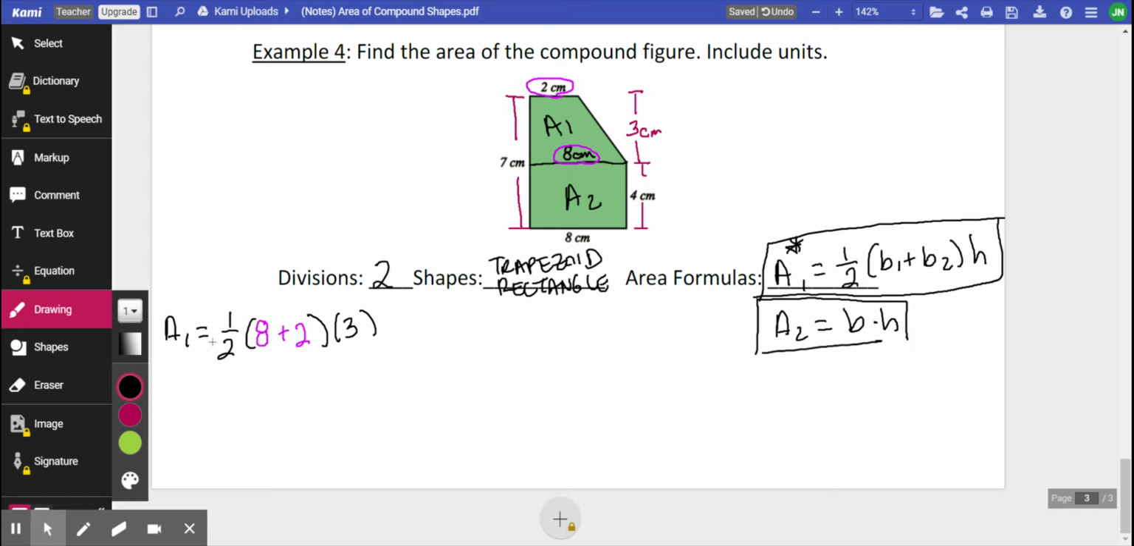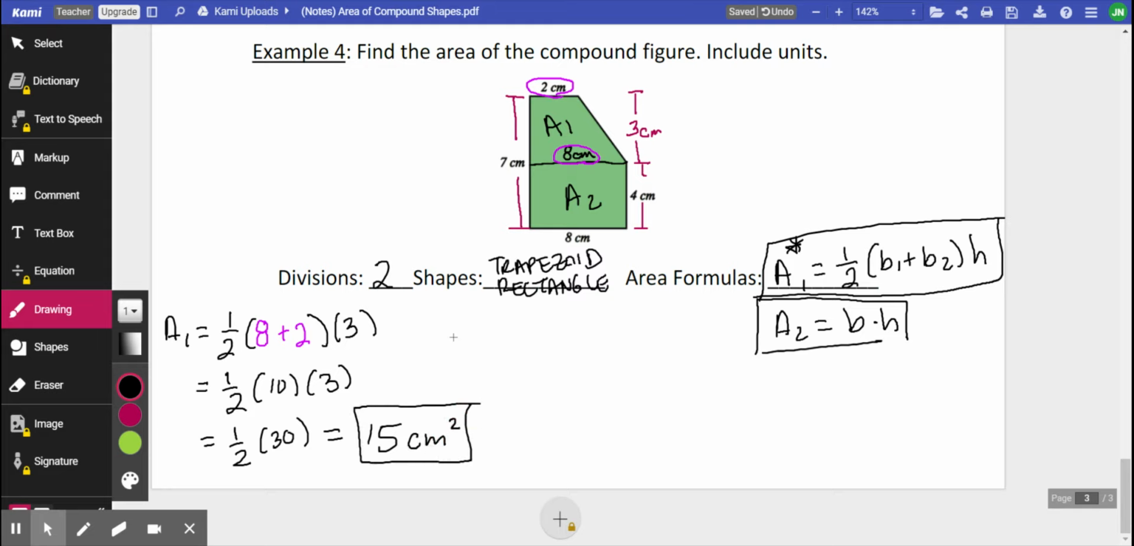Okay, so A1 is equal to 1/2 the sum of the bases times the height. So when we simplify this, we get 1/2, 8 plus 2 is 10, then we multiply that by 3. That's going to give me 1/2 of 30, and then 1/2 of 30 is equal to 15. So this is going to give me 15, and we're talking about centimeters. Don't forget your units, so centimeters squared. Now, that was the hard part.